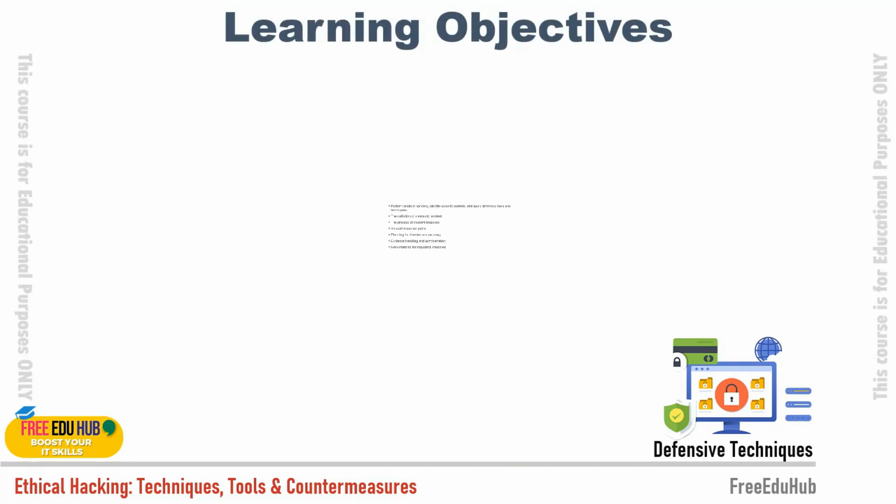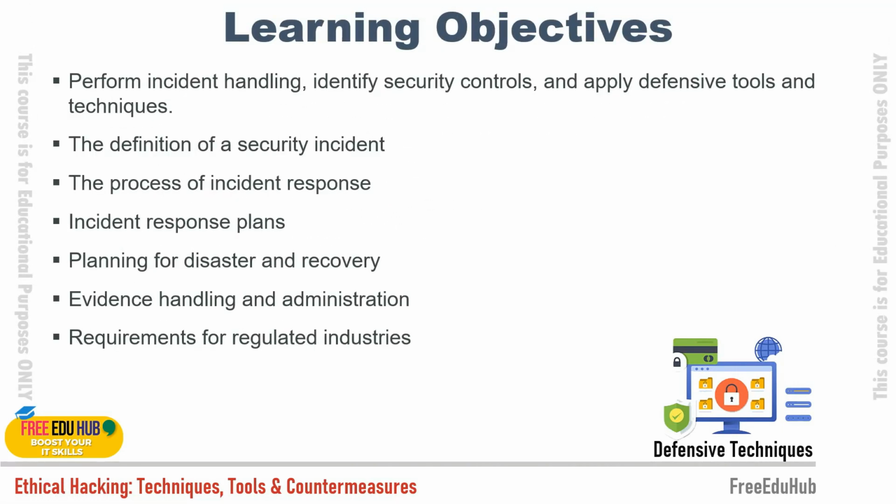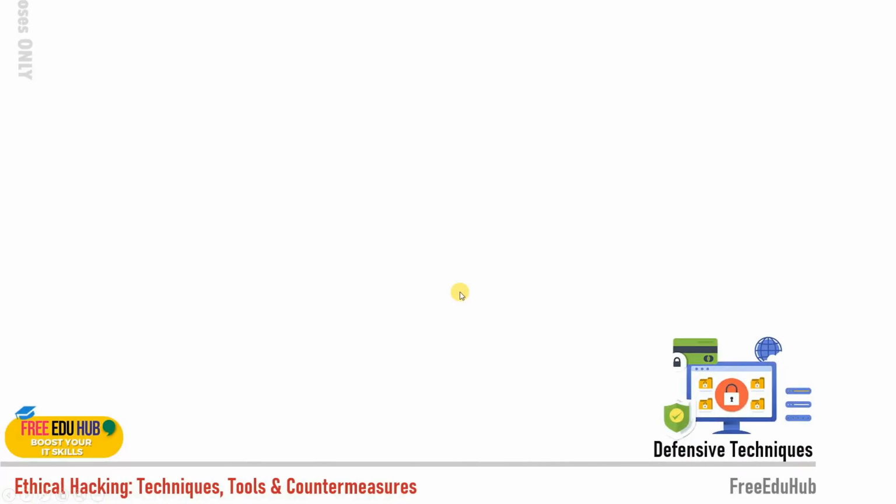As you can see, in this chapter the learning objectives are to perform incident handling, identify security controls, and apply defensive tools and techniques. Then we look at the definition of a security incident, followed by the process of incident response. Then we'll see the incident response plans, and then planning for disaster recovery and evidence handling and administration, etc. Further, we'll be talking about requirements for regulated industries.